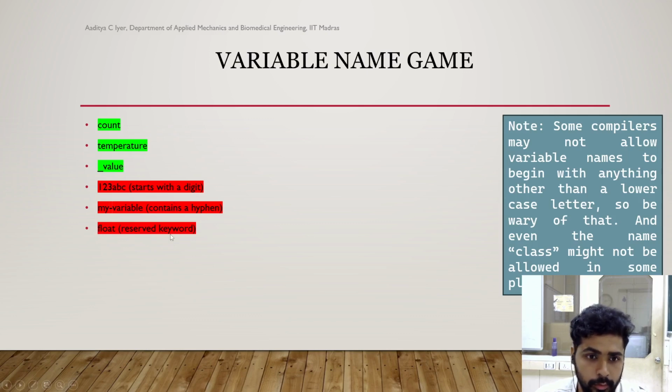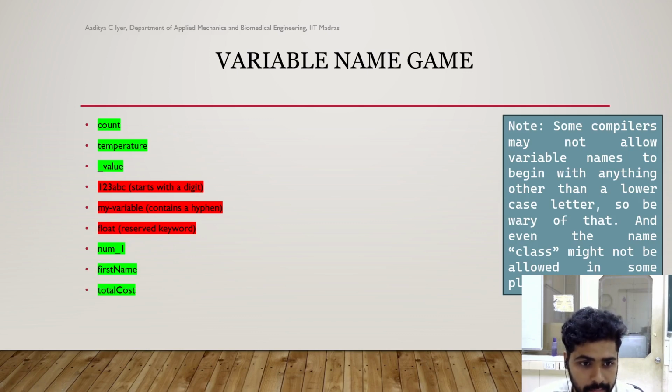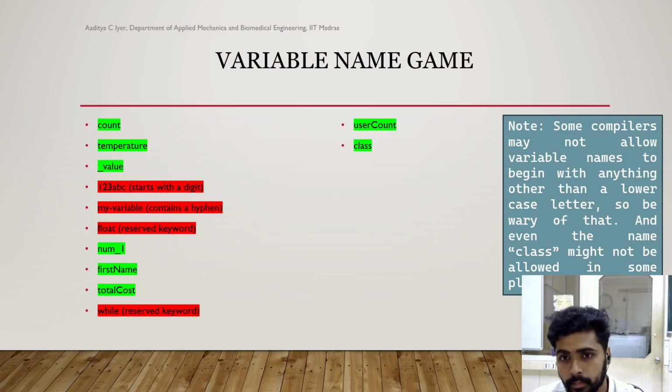Float is not valid because float is a reserved keyword. Num underscore I or 1, it's up to you, both are valid. First name is valid, total cost is valid, while is not valid because, like float, while is a reserved keyword. User count is valid, class is valid. If I were coding in C++ and not C, where I have classes and objects, class would not be valid. But in C language, class is not a keyword, so it is valid.